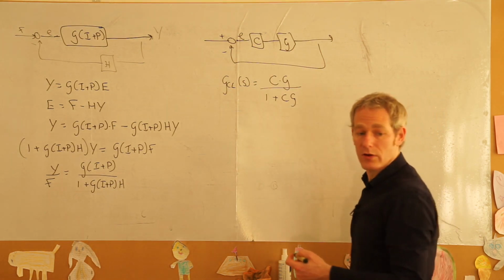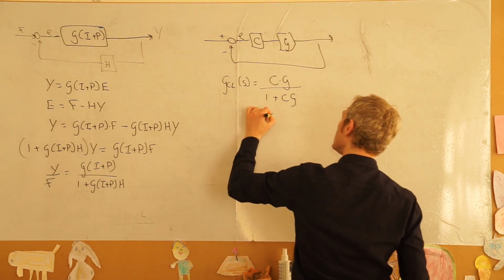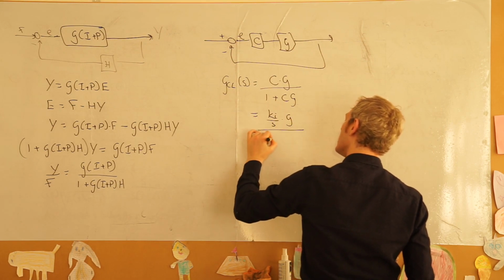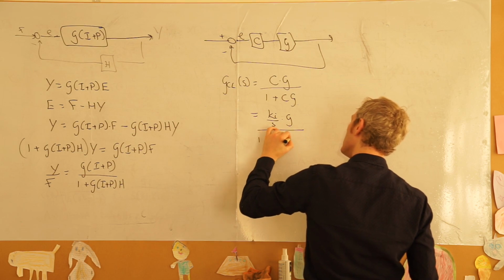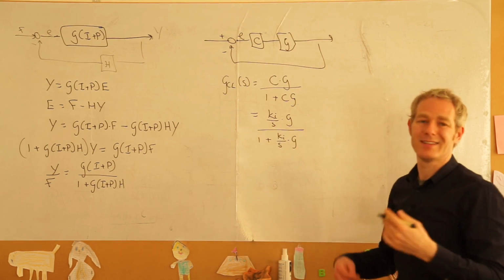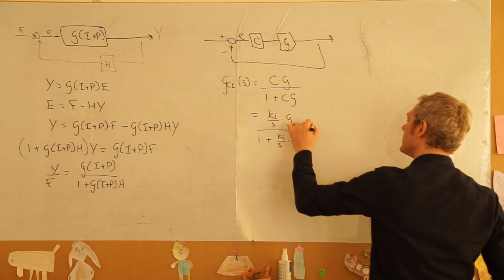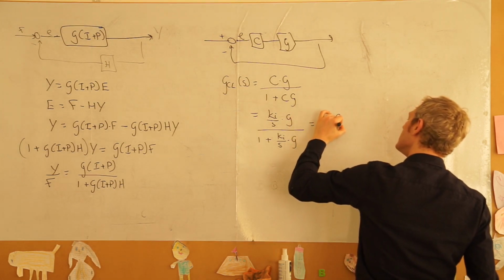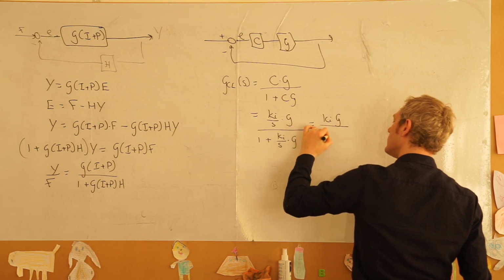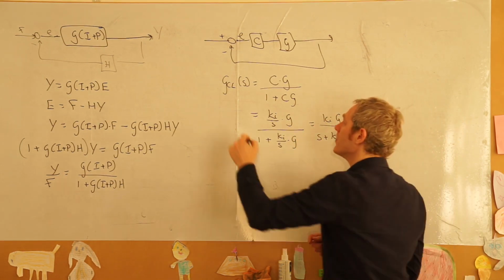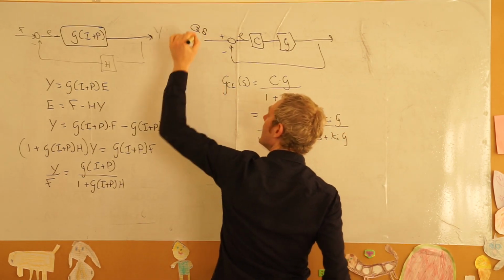And if our controller is Ki over S, we get Ki over S times G over 1 plus Ki over S times G. And to tidy this up, I multiply the numerator and the denominator by S, and we get Ki G over S plus Ki times G, and this tidies it up a bit better.